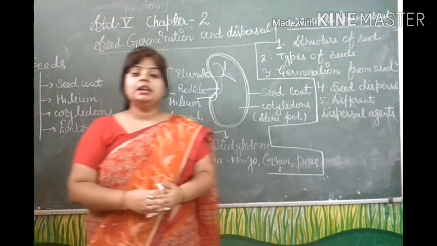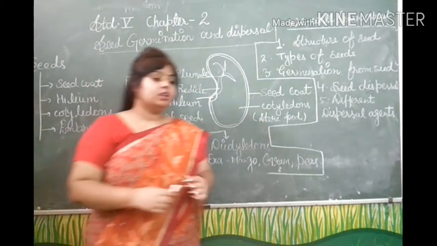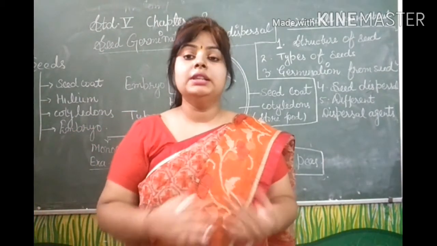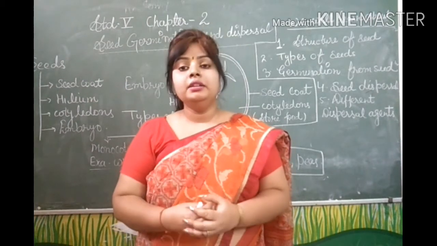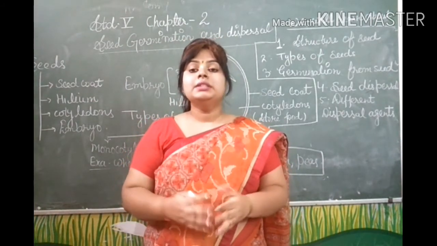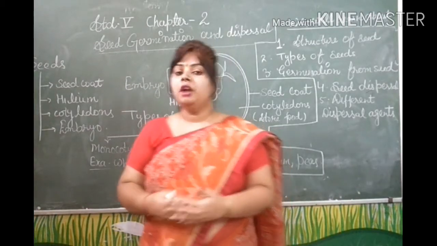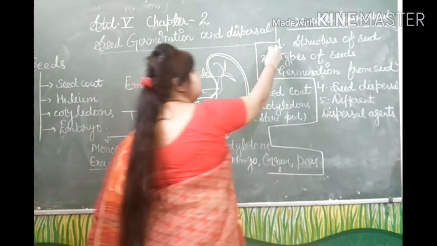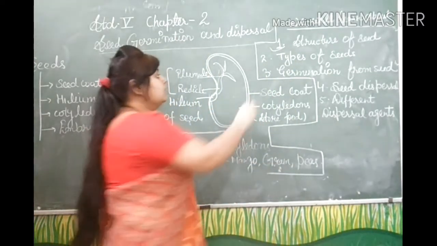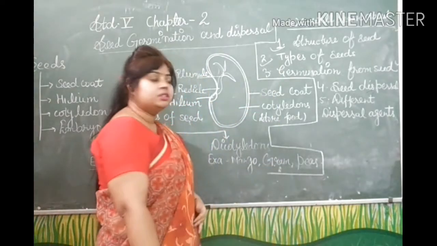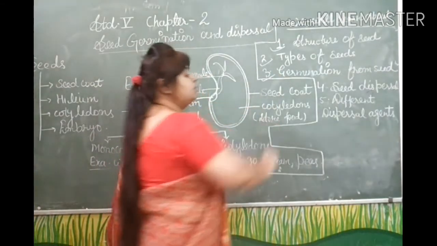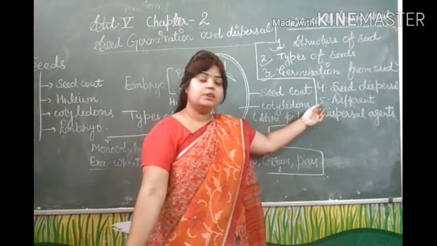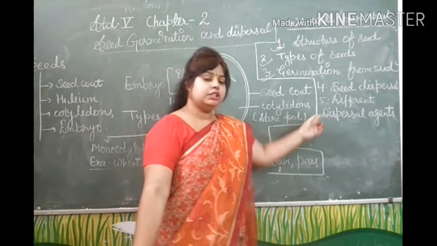About the seeds and the dispersal of the seed. Now, in your previous class, all of you learned that some plants have flowers and fruits. The fruits have seeds inside the fruit. From this chapter, we will learn about the first topic, the structure of the seed. The second topic is types of seed. The third topic is germination from the seed. The fourth is seed dispersal, and the last one is different dispersal agents.